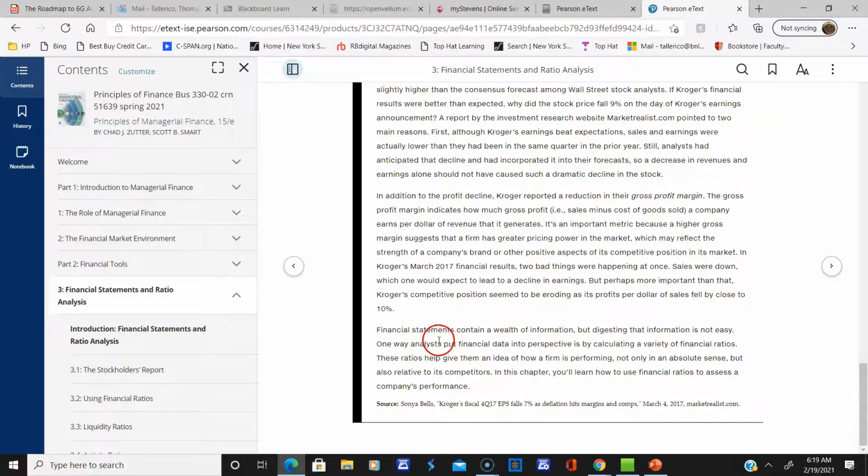As they say here, financial statements contain a wealth of information, but digesting that information is not easy. One way analysts put financial data into perspective is by calculating a variety of ratios, and that's what we're going to do. These ratios help give an idea of how a firm is performing, not only in an absolute sense, but also relative to its competitors. In this chapter, we're going to look at how financial ratios assess the company's performance or health. Okay?